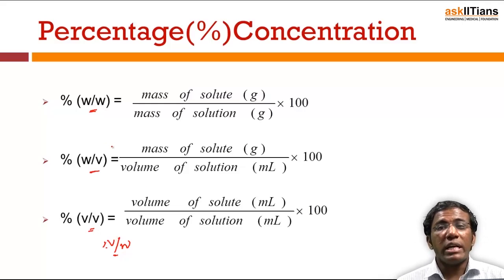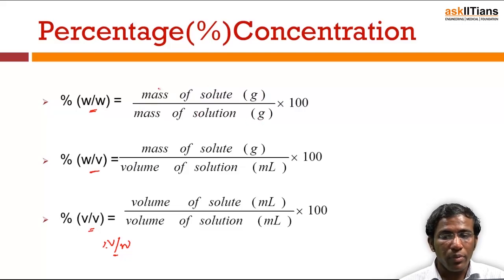First is weight by weight percentage. Weight by weight percentage is defined as the mass of solute in grams divided by the mass of solution in grams, into 100. So here this is the mass of solute and this is the mass of solution, and if I multiply it by 100, I will get the weight by weight percentage. Here I am taking mass, weight, so it is known as weight by weight.